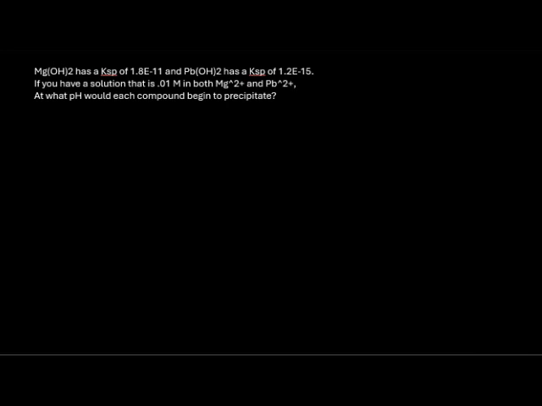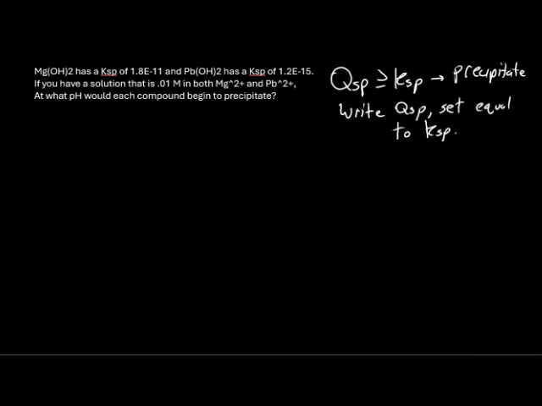Now, you may recall from a previous video that if Qsp is greater than or equal to Ksp, you'll begin precipitating. Therefore, what we'll need to do is write an expression for Qsp for each compound and then set it equal to Ksp. Let's try that, starting with Mg(OH)2.